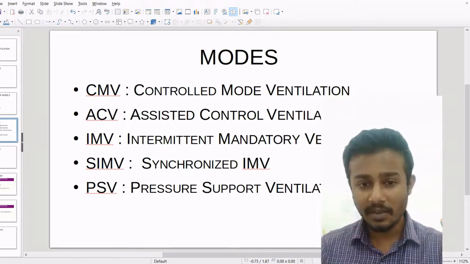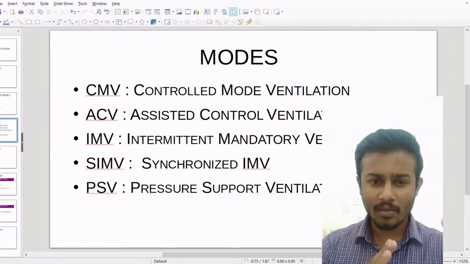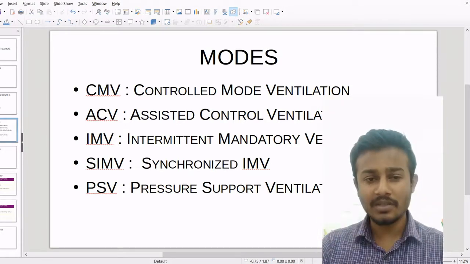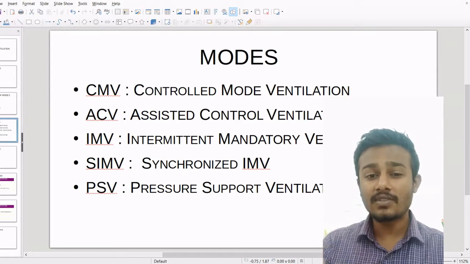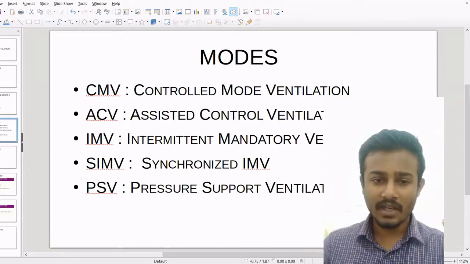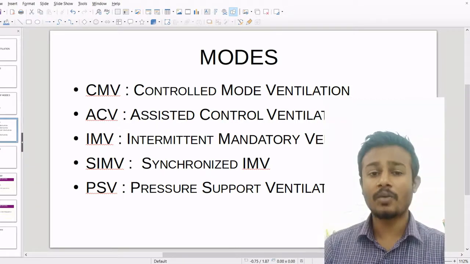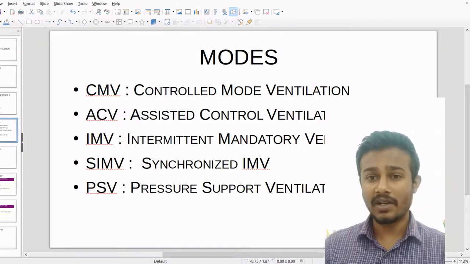Assisted control mode ventilation states that it will help the patient initiate a breath. So if he has difficulty breathing, it will help him initiate the breath by giving some amount of pressure or pushing in some amount of volume into his lungs. And if still he's not able to spontaneously breathe after initiation, it will just go back to CMV and push the required amount of air in, take it out, and continue for as many cycles as required for the respiratory rate.